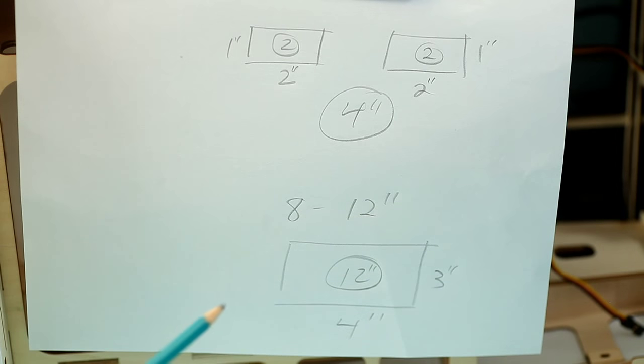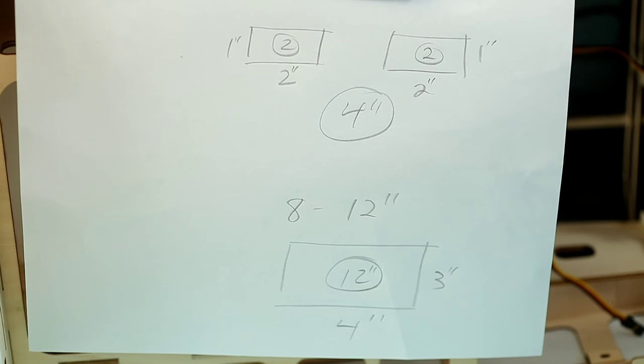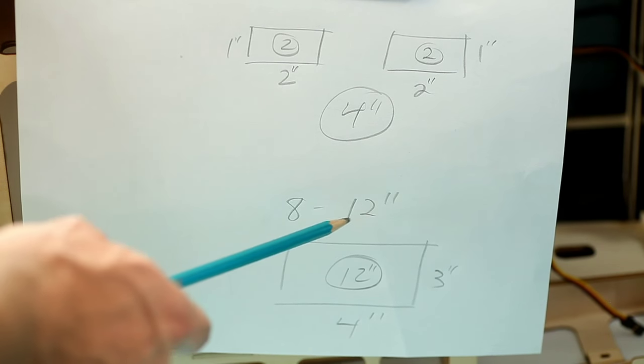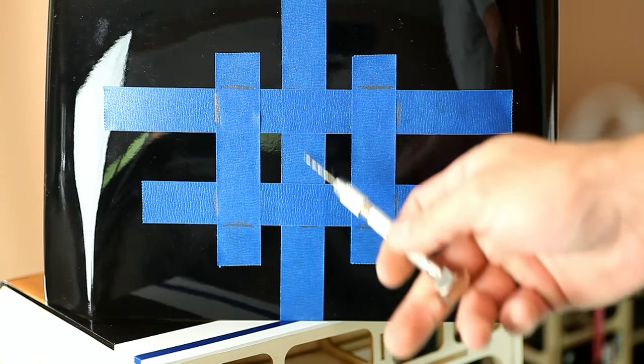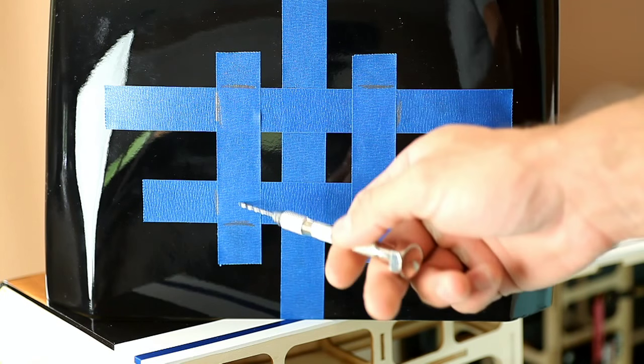So looking at a quick diagram I made here, you can see that if you got 2 by 1, those are each 2 square inches. We have a total of 4 square inches coming into the cowl. We need 8 to 12 square inches coming out. So a 3 by 4 opening will give us exactly 12 square inches. I've used tape once again to mark an imaginary center line here, and then marked off a 3 by 4 area that we're going to cut out.